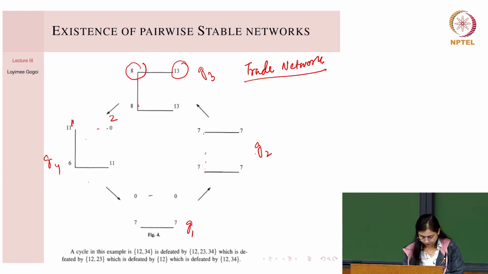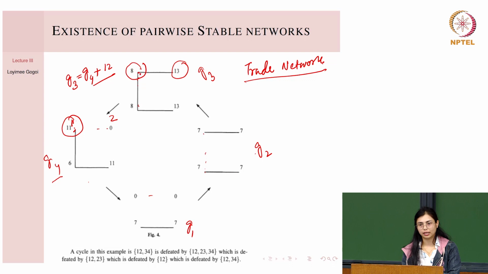So this is actually Z3, which is Z4 plus the 1 and 2 link. Under this, 1 is getting 8, but earlier he was getting 11. So here he is getting 11, but here he is getting 8. But the other player goes from 0 to 13, so definitely he is getting more. But 1 does not want to form this link.